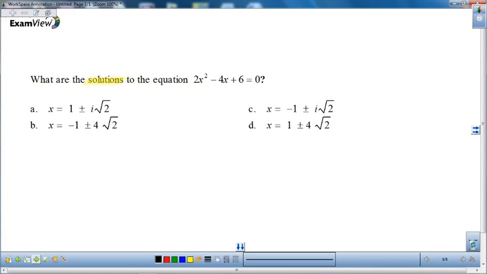So we need to find the solutions to this equation. In order to find solutions to a quadratic equation or to a parabola, I have to do one of three things: quadratic formula, completing the square, or factoring. Just by looking at the answers, I know it's not going to be factorable, so I can either do quadratic formula or completing the square. Since I have a leading coefficient, I'm going to use the quadratic formula.